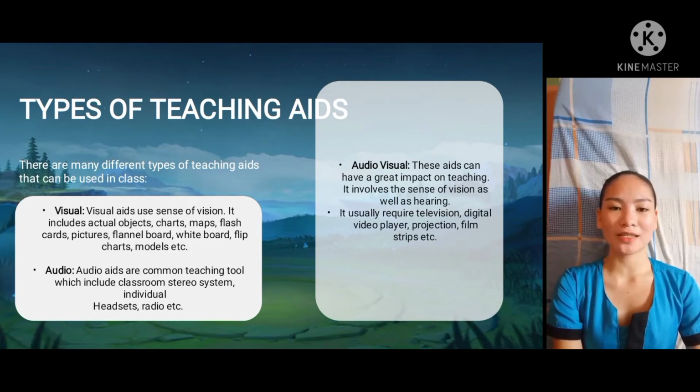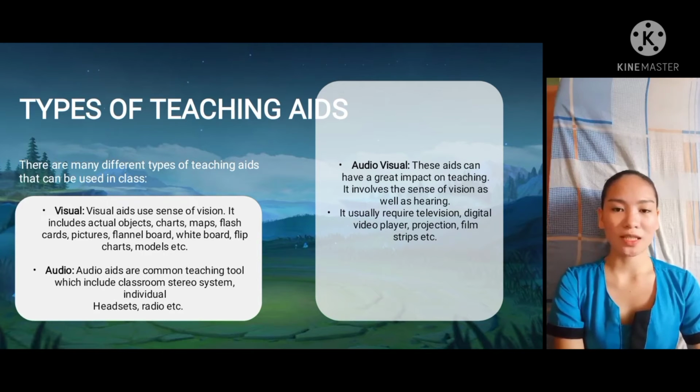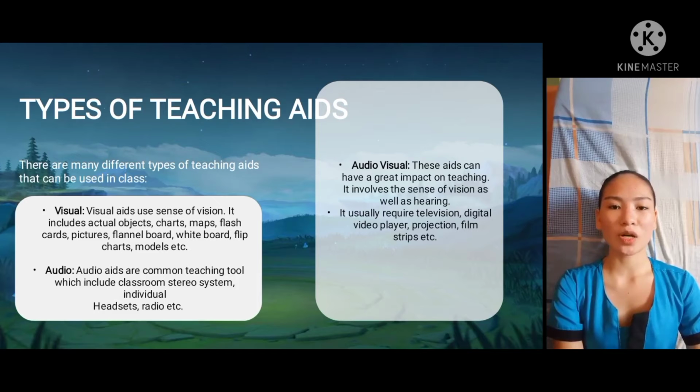There are many different types of teaching aids that can be used in class. First, visual. Visual aids use the sense of vision. They include actual objects, charts, maps, flash cards, pictures, blackboard, whiteboard, flip charts, models, and others. Visual aids convey concepts and lessons with more clarity and effectiveness. For example, a math teacher can bring wooden models of pyramids and large protractors to teach in a better fashion.